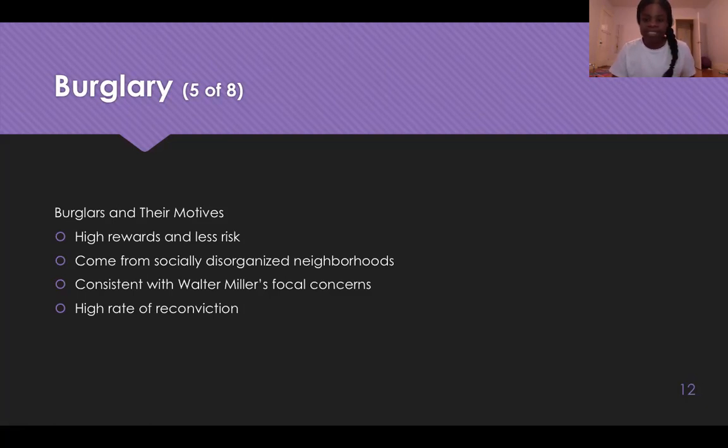Their act was consistent with Walter Miller's focal concern concept: a sense of toughness and masculine independence, fate, excitement, autonomy, and smartness. Burglars are the most likely of all criminals to be convicted, about 76%, within 2 years of being released from prison, as they constantly need money quickly to finance their lifestyle. So there is a high rate of reconviction.